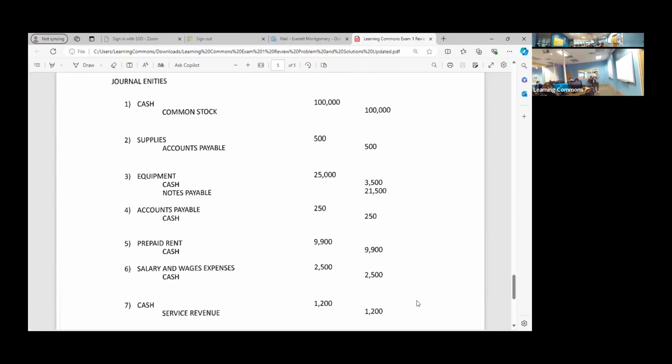How about number two? Number two said, you purchase $500 of supplies on credit. So on credit means accounts payable. Or you could say promise to pay or something like that. If it didn't say cash, then you don't put cash. Now, in some cases, it could say cash, but in this case, it was on credit. So you're gonna debit supplies, and you're gonna credit accounts payable on that. They're both going up.